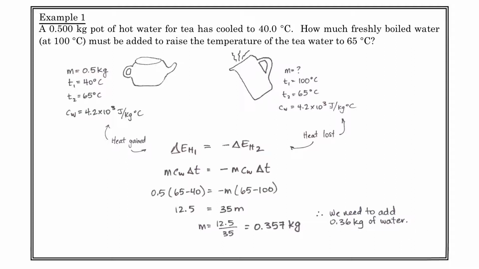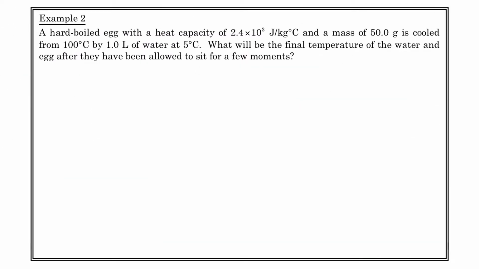Okay, let's look at the next question. A hard-boiled egg has a specific heat capacity of 2.4 times 10 to the 3 joules per kilogram degree Celsius. It has a mass of 50 grams. And because when you, of course, hard boil an egg and you take it out of that boiling water, it would be at 100 degrees Celsius. So basically, we need to cool it down if we want to eat it.